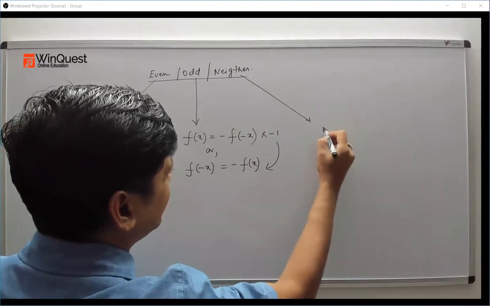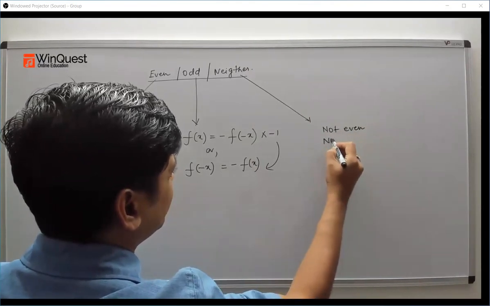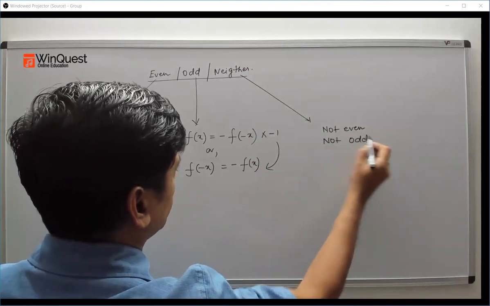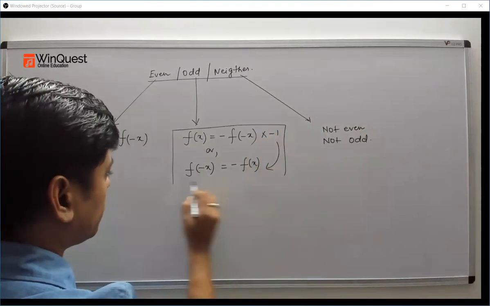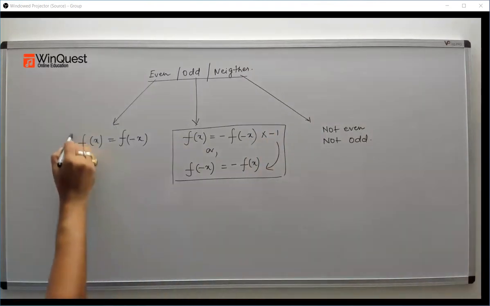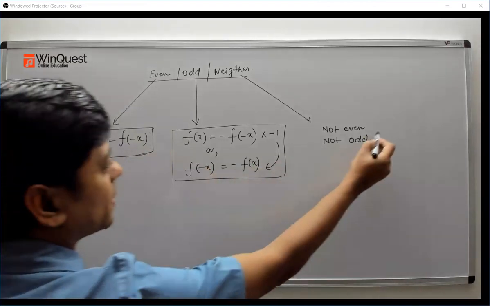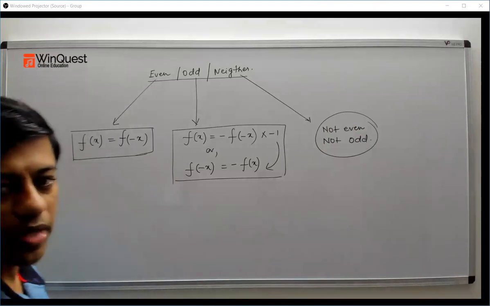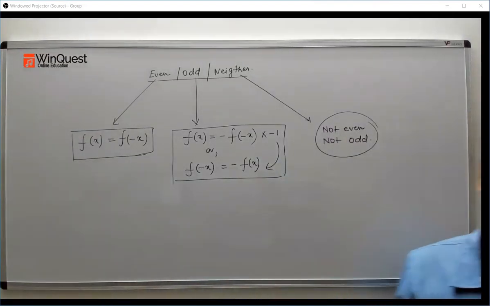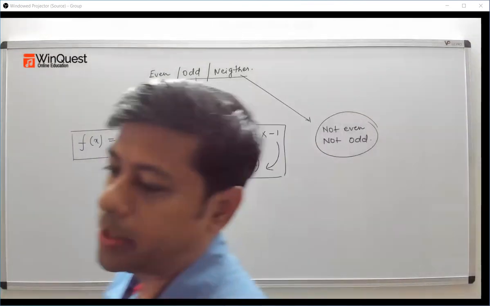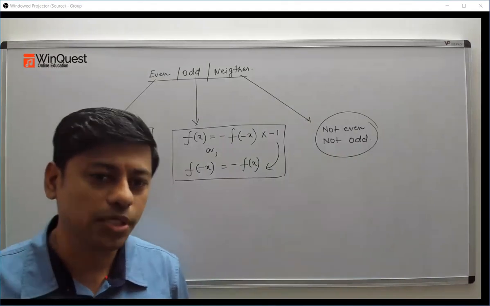Neither is something like not even, not odd. So if this equation is not satisfied, or this is not satisfied, then it becomes neither. Are we clear? Yes. Okay. Now, before we come to this conclusion, let's learn about substitution of a function.